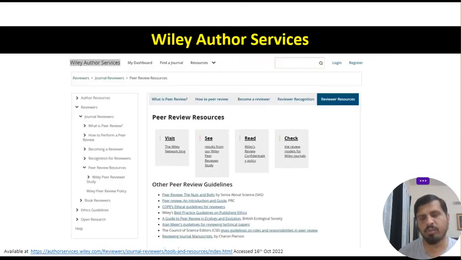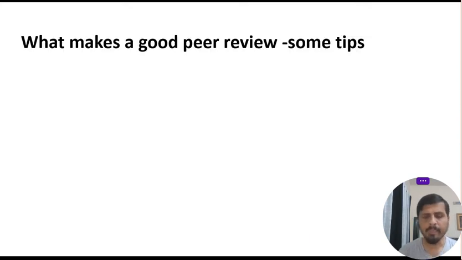Another very important source is Wiley Author Services. And as you can see, it has different components: what is peer review, how to perform a peer review, what are the prerequisites in becoming a reviewer, peer review resources, and a peer review study. So excellent resources available free of cost on Wiley Author Services.